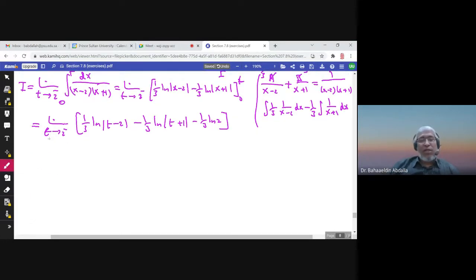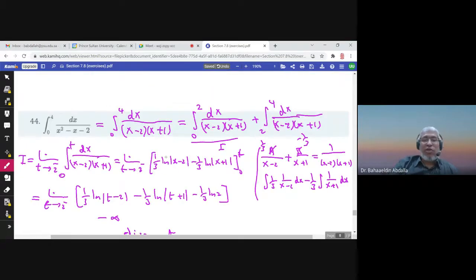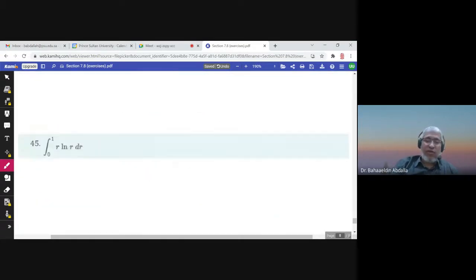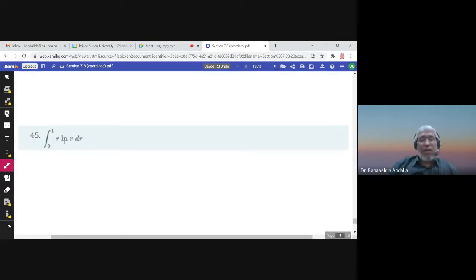Now replacing t by 2, I will have ln 0 here. And ln 0 is negative infinity. So notice that the others are numbers. So the answer would be negative infinity. The integral is divergent. And then the original integral is also divergent. The last question: I have a problem at 0 because ln is not defined at 0.